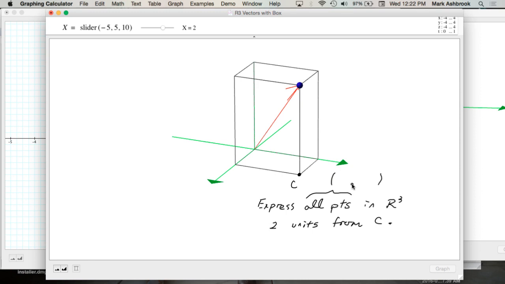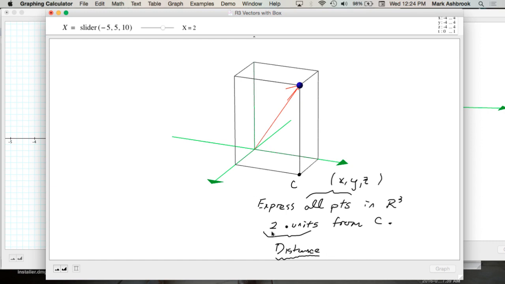So what's an arbitrary point in R3? You know what arbitrary means? Not specific, right? So it's going to represent all points. So what would I write? 0 is very specific. X, Y, Z. Right? So then that can take on whatever all points we're talking about. Can you do it now? So we can express all points, in other words, all ordered triples X, Y, Z that are 2 units from C.